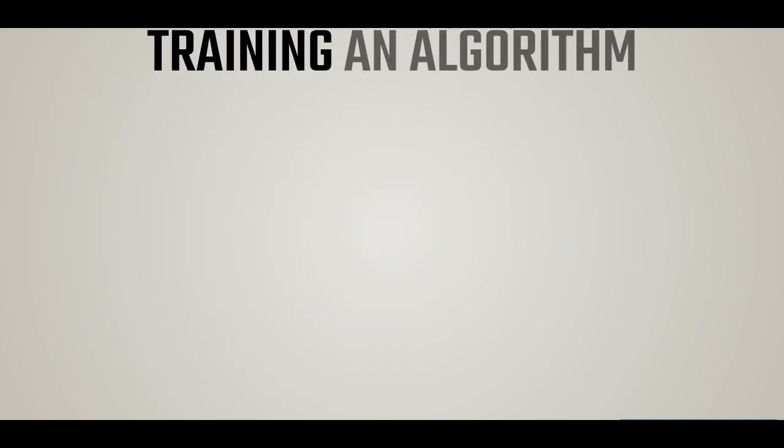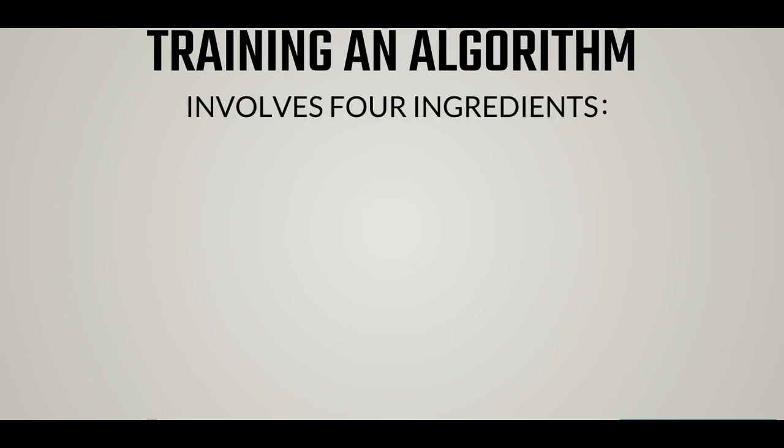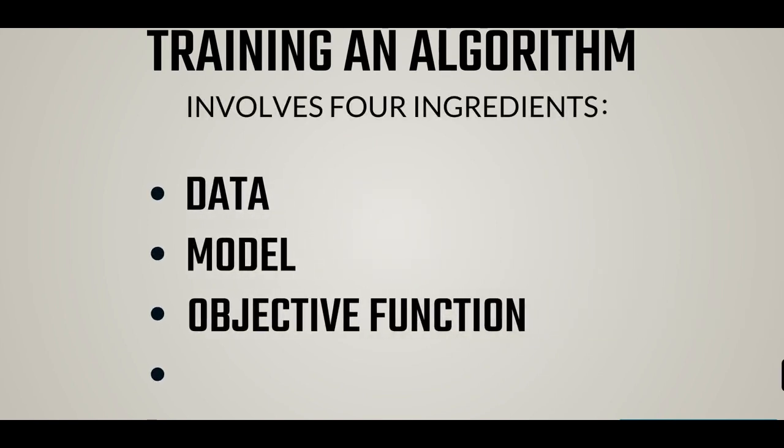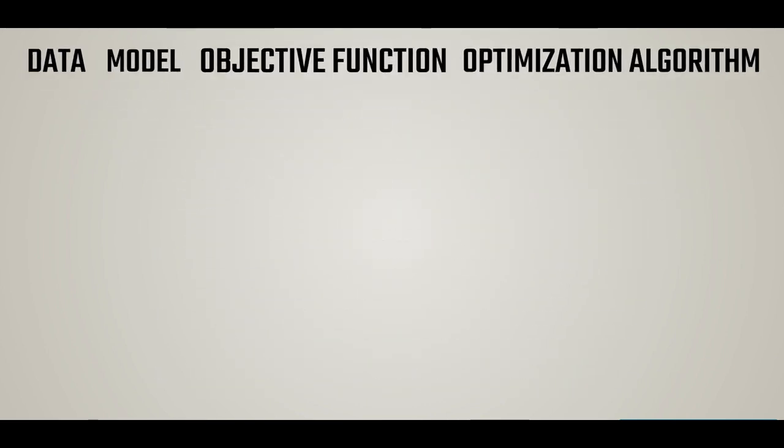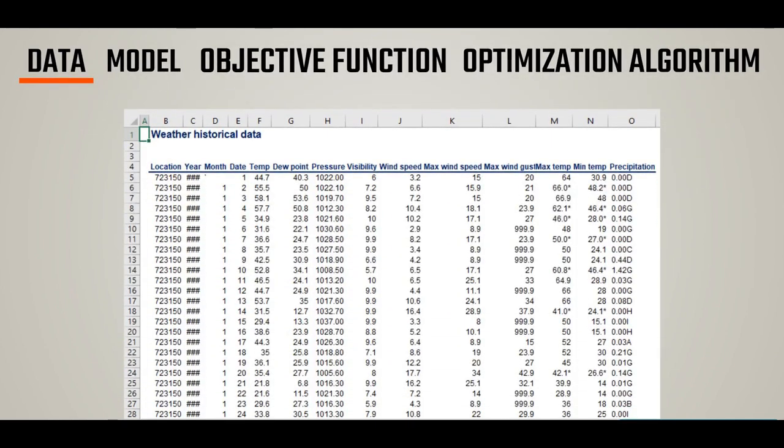Alright, the basic logic behind training an algorithm involves 4 ingredients: data, model, objective function, and an optimization algorithm. Let's explore each of them. First, we must prepare a certain amount of data to train with. Usually, this is historical data, which is readily available.